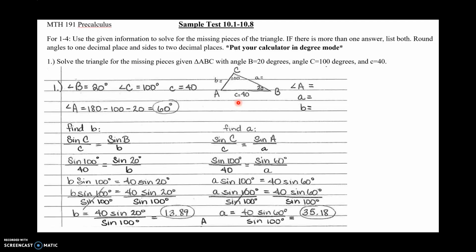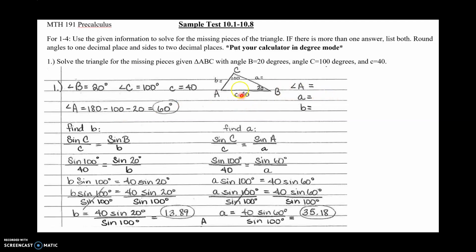So they tell us two angles of the triangle. If you know two angles of the triangle, you can subtract from 180 to find your third angle. So we could just say 180 minus 100 minus 20, and that would tell us that angle A was 60. So then I want to find little b.